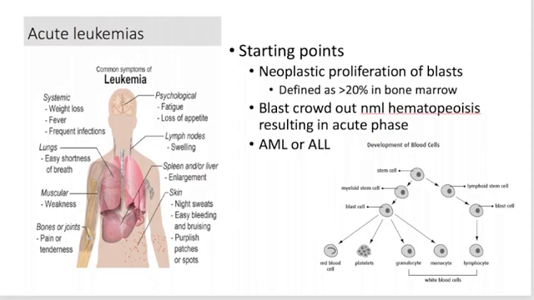Let's take a look now at acute leukemias. So this is going to be acute myelogenous or acute lymphoblastic. They are a neoplastic proliferation of non-functioning blasts. Diagnosis, we have to have greater than 20% in the bone marrow. So how are we doing this? You would have to have a bone biopsy to be able to diagnose this. What happens with the blast cells is they crowd out normal hematopoiesis, resulting in acute phase. We get a lack of pretty much all of our blood cells. We will have anemia, thrombocytopenia, and neutropenia.